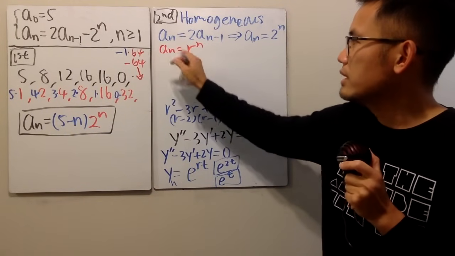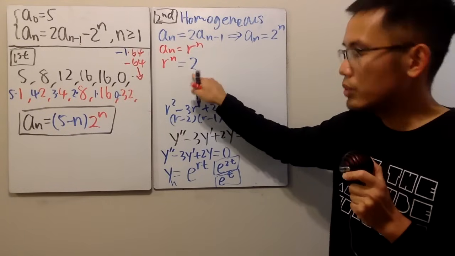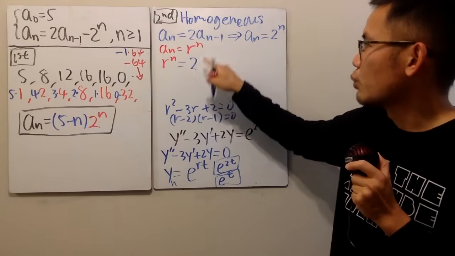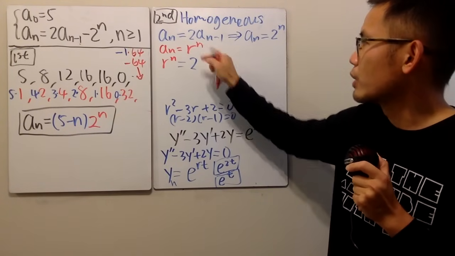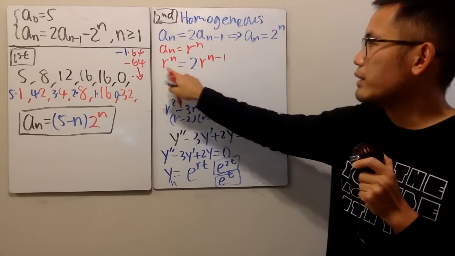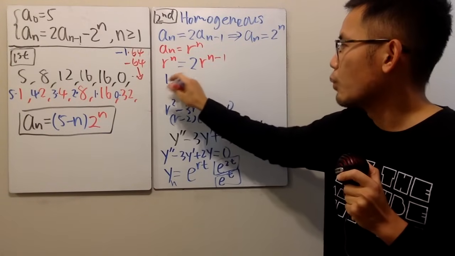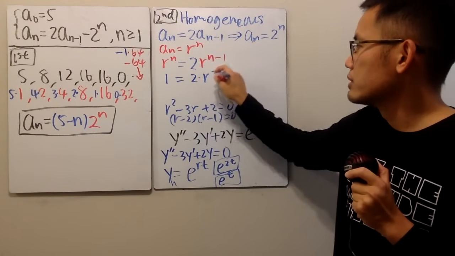a_n is equal to this, so I will just put down r to the n, which is equal to, here we have the 2, and then a sub n minus 1 is just, you put n minus 1 right here, so it's r to the n minus 1. And you see both of them have r to the nth power. We can just divide that out. You get 1 is equal to 2 times r to the negative 1.